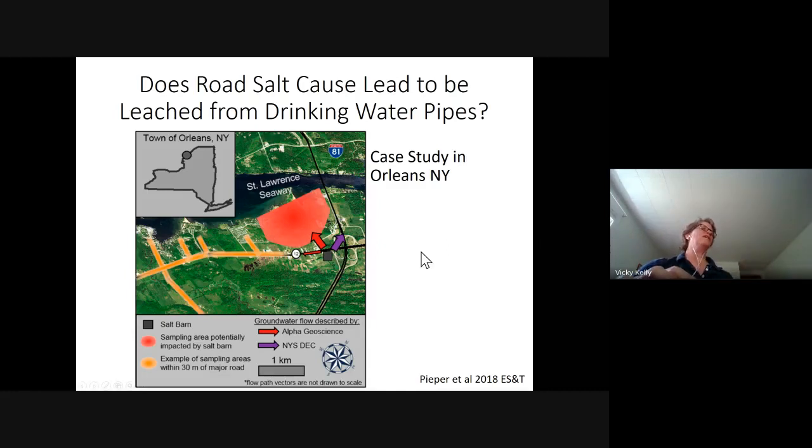So as I said, the other way that salt can affect the leaching of lead and other heavy metals is leaching not through soil, but leaching from the inside of drinking water pipes. So this is from a paper that was published in Environmental Science and Technology in 2018, where they looked at the distribution of salt and lead in groundwater that was associated with a long uncovered salt storage shed. The study took place in the town of Orleans, New York, up on the St. Lawrence Seaway. And what did they find?